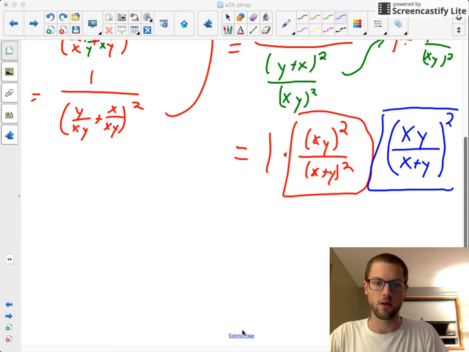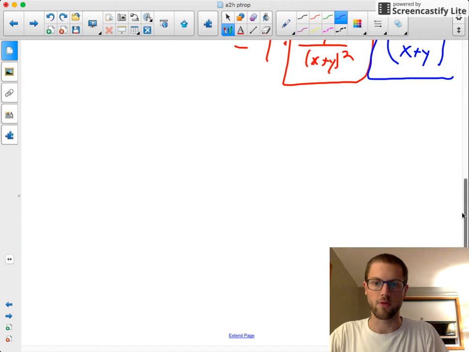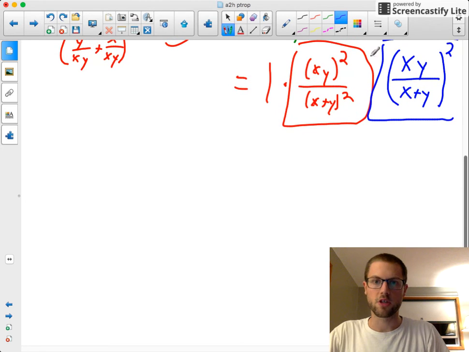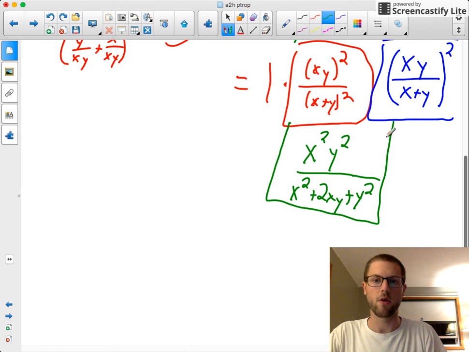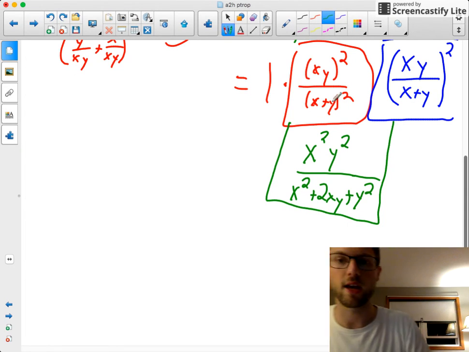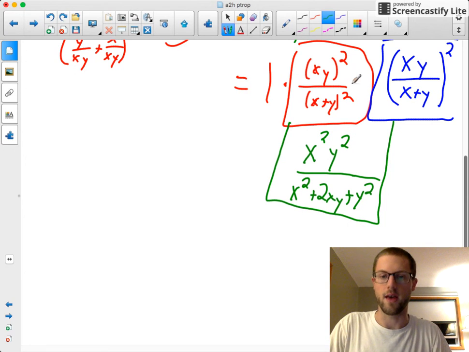And you could, if you wanted, let me bring this down a bit further, push that exponent through. And a third option would be x squared y squared over, and if I square this quantity, I get x squared plus 2xy plus y squared. I would say all of these are acceptable solutions because they're all simplified. I can't cancel anything else out, and I think that'll do it.